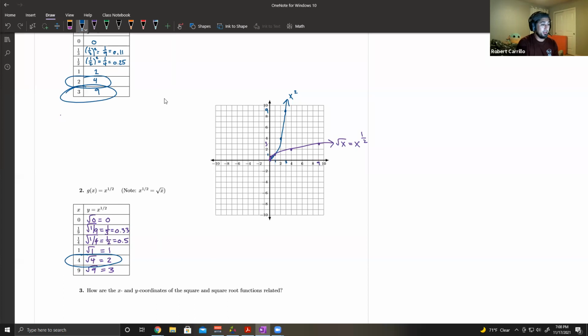3, 3, 9 down here. 9, 3. This is 1, 1. You can't really see a swap on that, but that's still 1, 1. Now look at this. 1/4 and 0.5. Look at this. 0.5 and 1/4. So we see that for x squared and x to the 1/2, their x and y coordinates are both swapped. They have switched places.